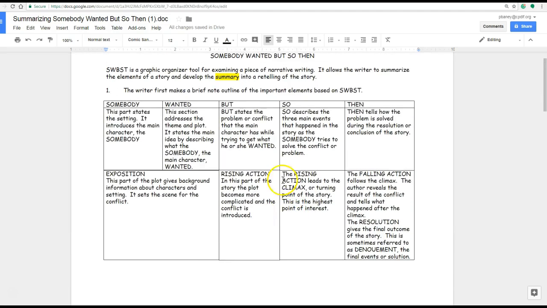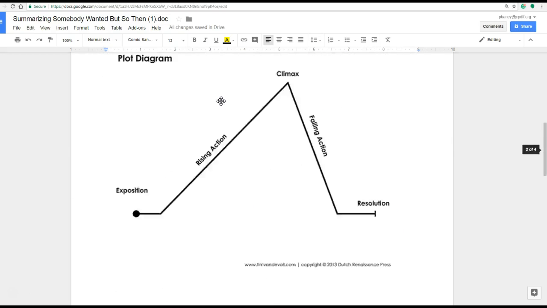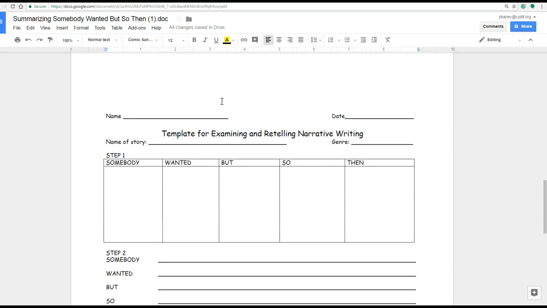Now, this is what happens when we summarize fictitious stories, or even historic-based stories. Believe it or not, we can also do this with all of our writing and all of our reading. And that's what we're going to get into a little bit later. So for now, what I want you to do, and I already had you do this, we talked about our movies. You guys gave me a quick summary. Now, what I want you to do is fill in step one. Somebody wanted, but so then. And that is due for today.